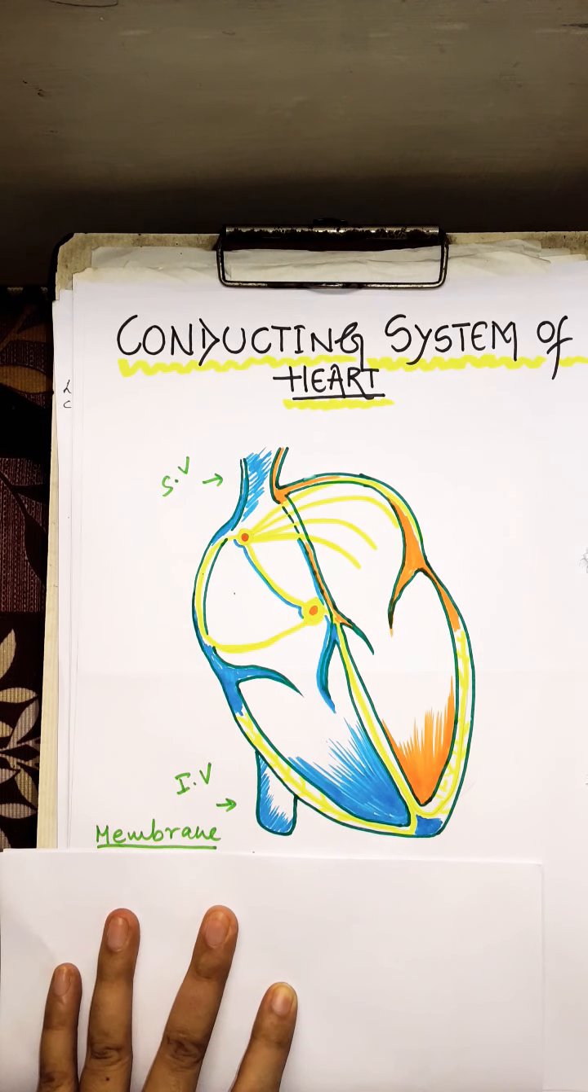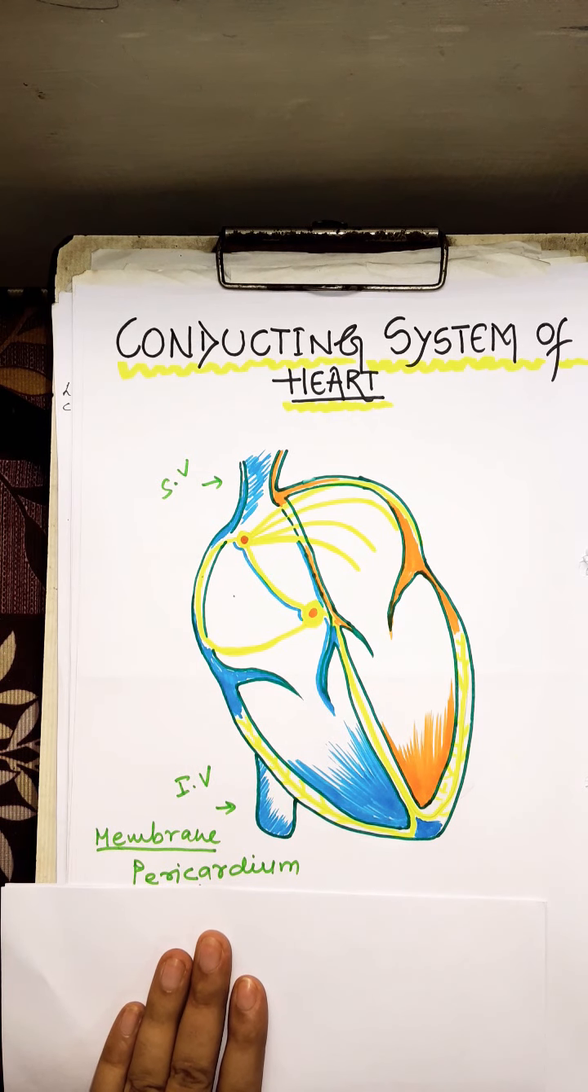Next we will see the membrane of the heart. The pericardium is the membrane that surrounds and protects the heart. It consists of an outer fibrous layer and an inner serous layer, which is composed of a parietal and a visceral layer.